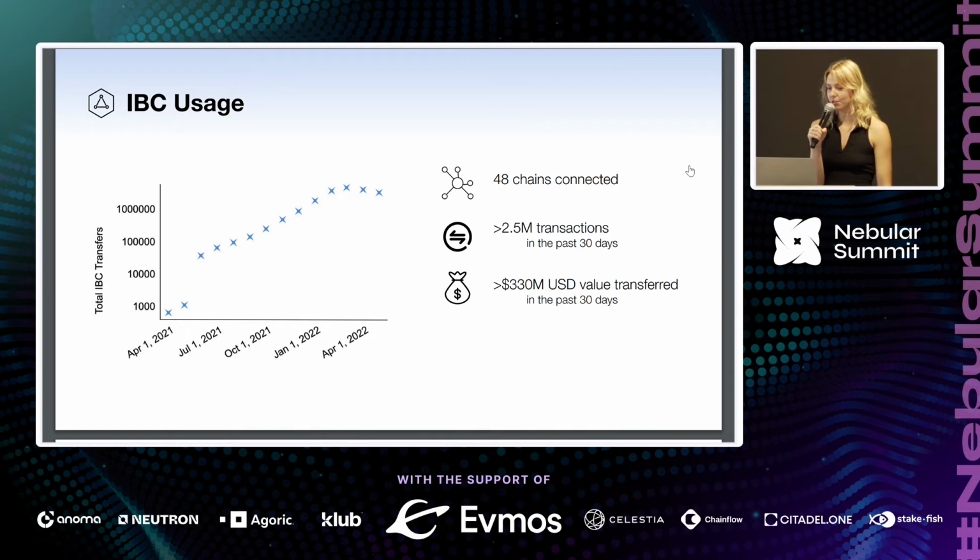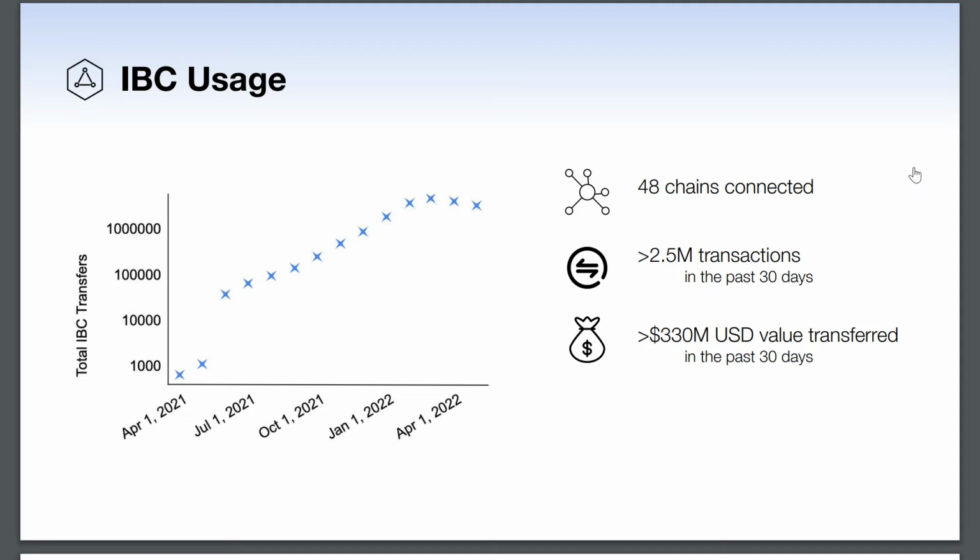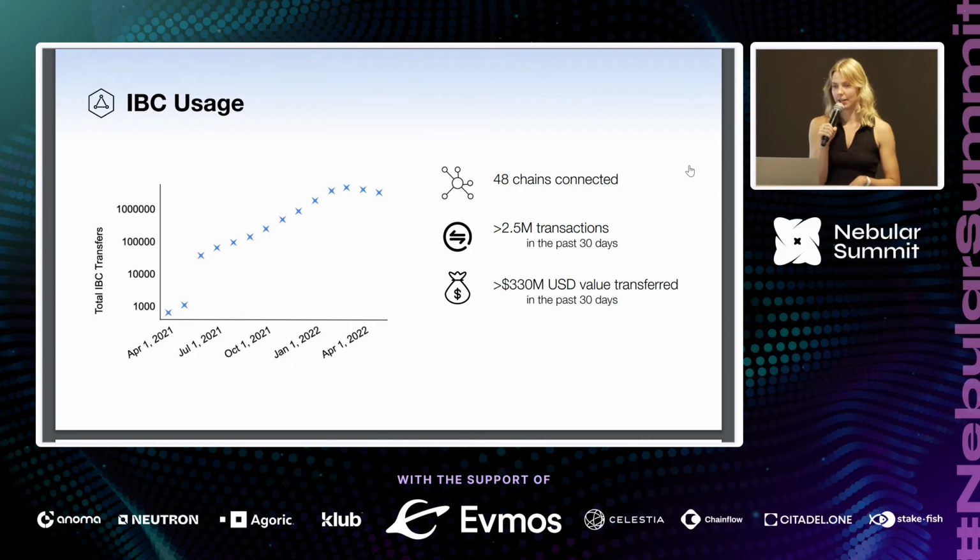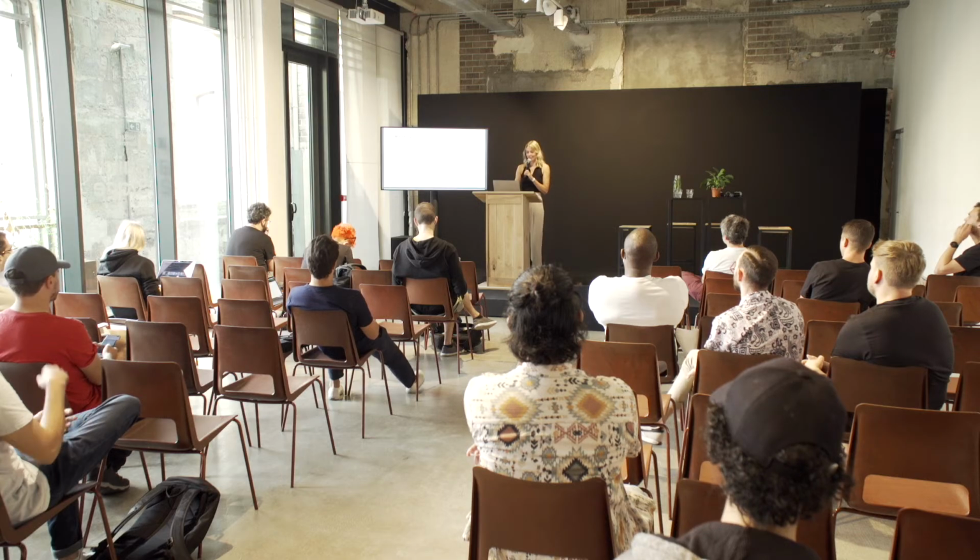And IBC was launched just over a year ago, and there's a nice graph here which demonstrates the growth IBC has seen. So it's been exponential growth. Really, it's a very fundamentally used protocol within the Cosmos ecosystem. Right now, there are 48 chains that are connected and using IBC. And in the past 30 days, there were over 2.5 million transactions, and in value that was transferred, $330 million US. So it's great to see that this protocol has had such great utilization and growth, and it's only been around for a year.